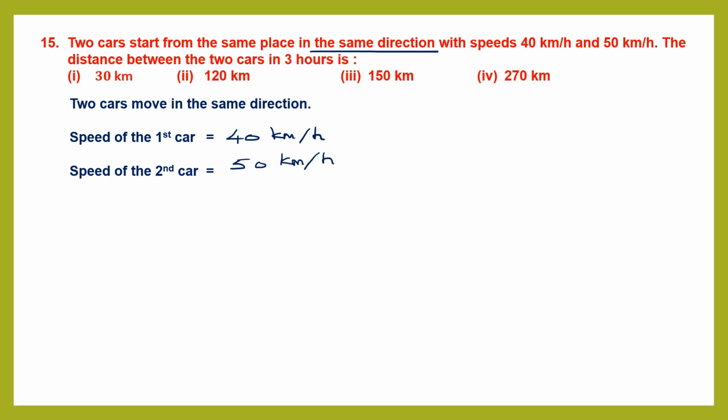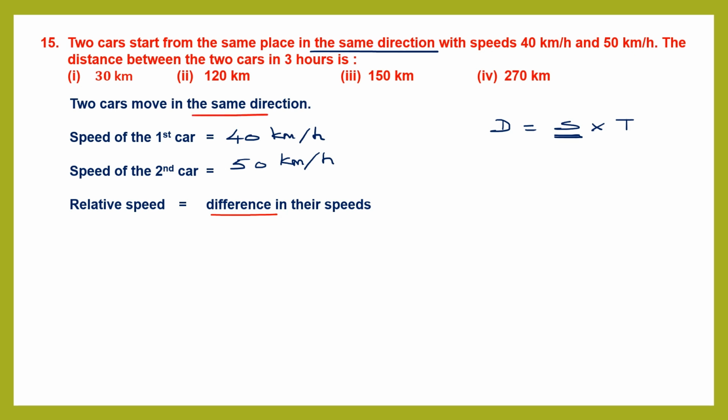Now whenever you have two speeds, you must find the relative speed, because here we are asked to find distance, and the formula for distance is speed into time. Now we have two speeds, so we have to find the relative speed. To find the relative speed, we find the difference in their speeds. That means we subtract their speeds. Why are we subtracting? Because they are moving in the same direction. In that case, we have to subtract. So put the bigger number first. So 50 kilometers per hour minus the second speed, that is 40 kilometers per hour. So the relative speed is 10 kilometers per hour.